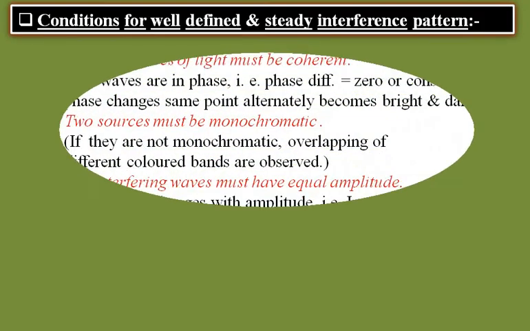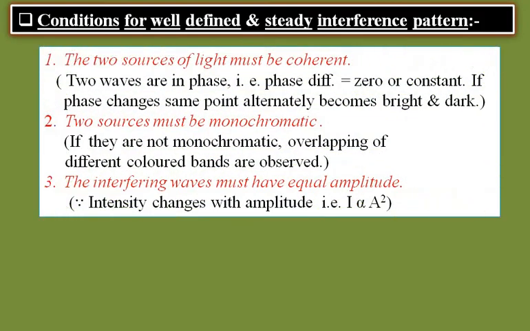Let us see the conditions for a well-defined and steady interference pattern. We have to observe a clear, steady interference pattern, so there are some conditions to observe it on the screen. The first condition is that the two sources of light must be coherent. We have seen what is meant by coherent in the last lecture.